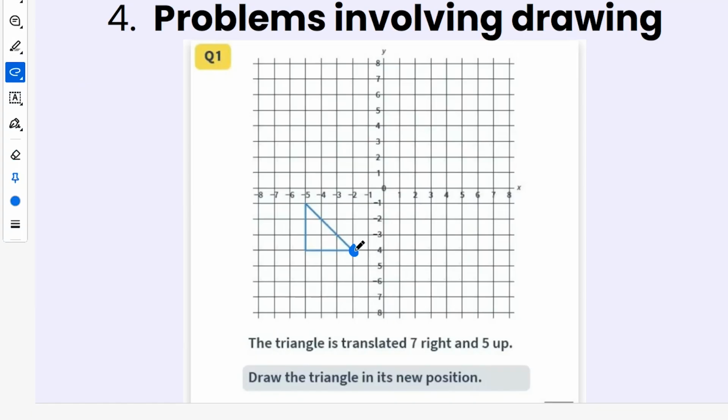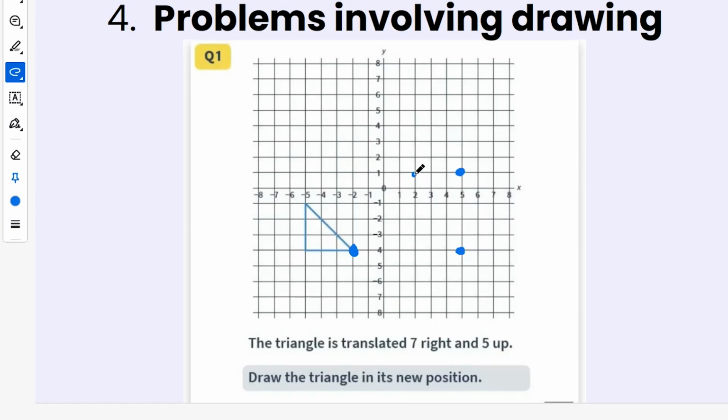So I'm going to go right first. 1, 2, 3, 4, 5, 6, 7, which puts me here. But I'm not done because I've got to go 5 up. 1, 2, 3, 4, 5, which puts me here. That means that bottom corner of my triangle is going to go there. Okay. Now I just need to plot the others.